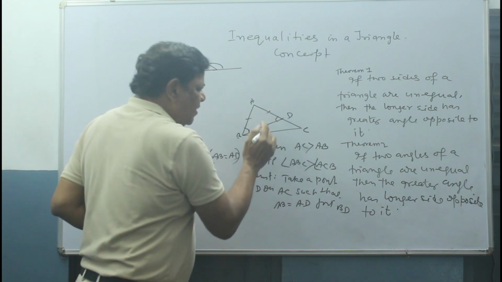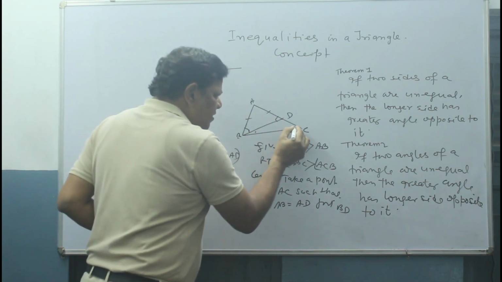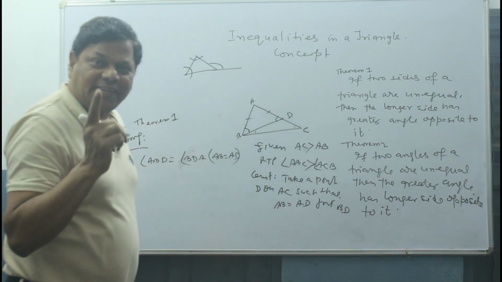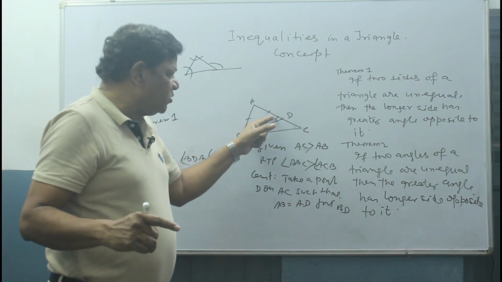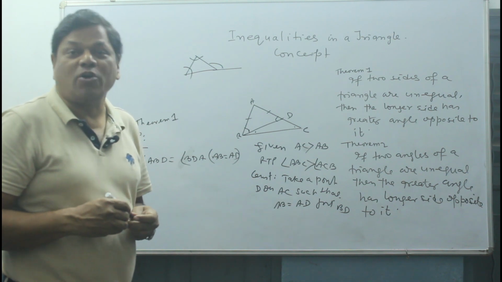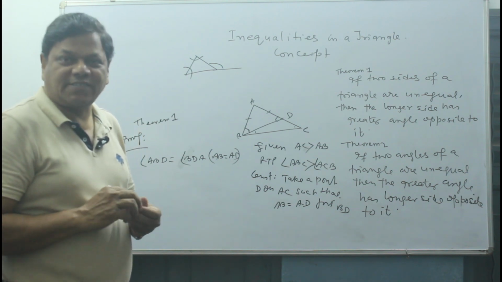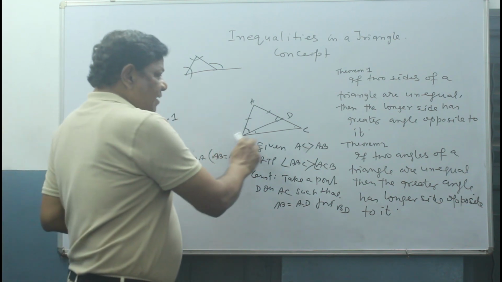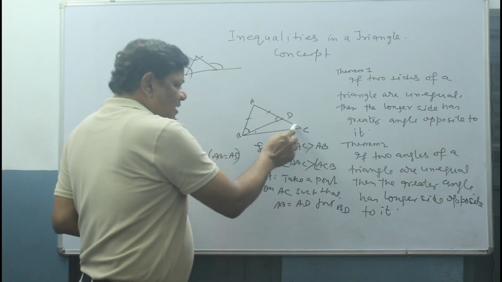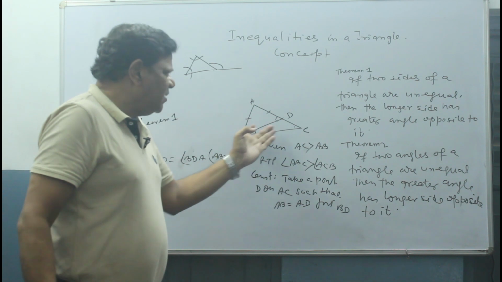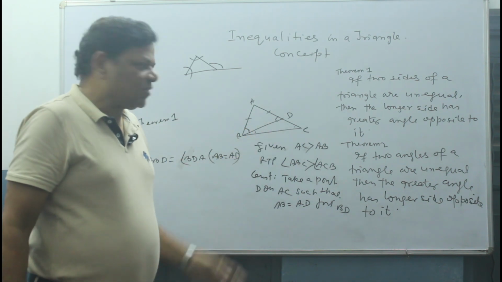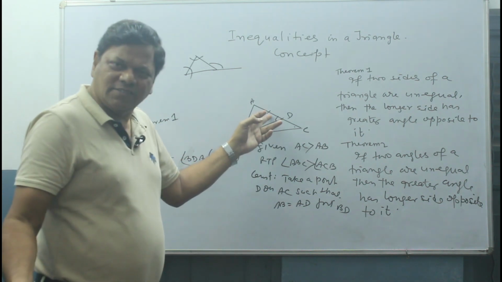What are the interior angles, children? This and this. Not the full one. This plus this is equal to this. This is a very important point to understand. In this triangle BDC, this angle plus this angle is equal to this angle. Let it be 30, and this 40. So this should be 70.